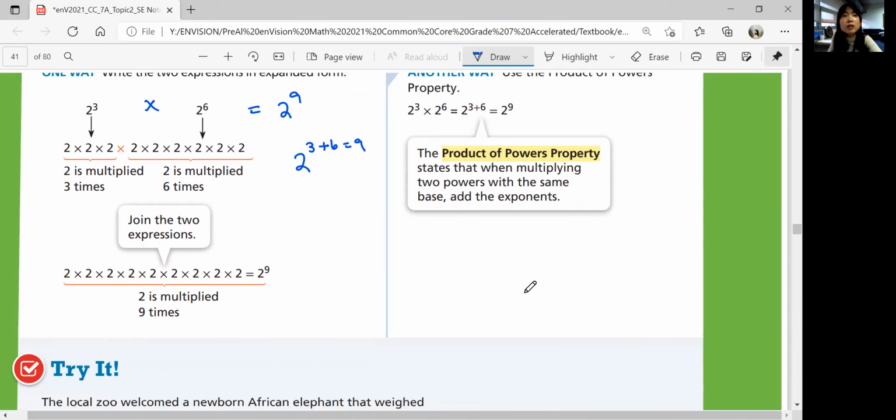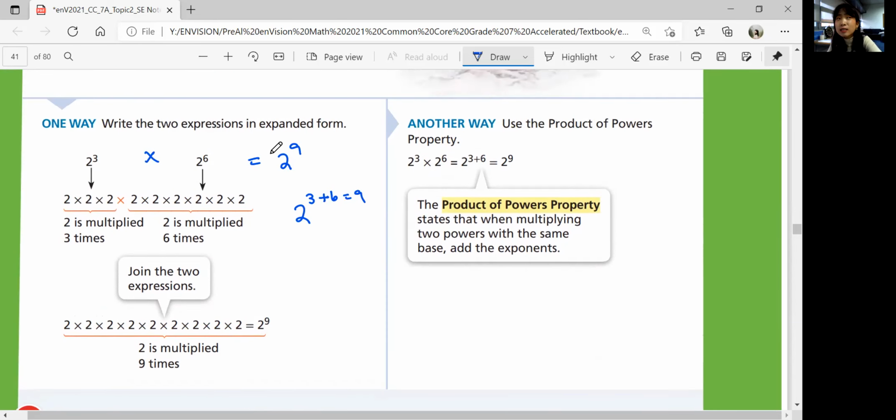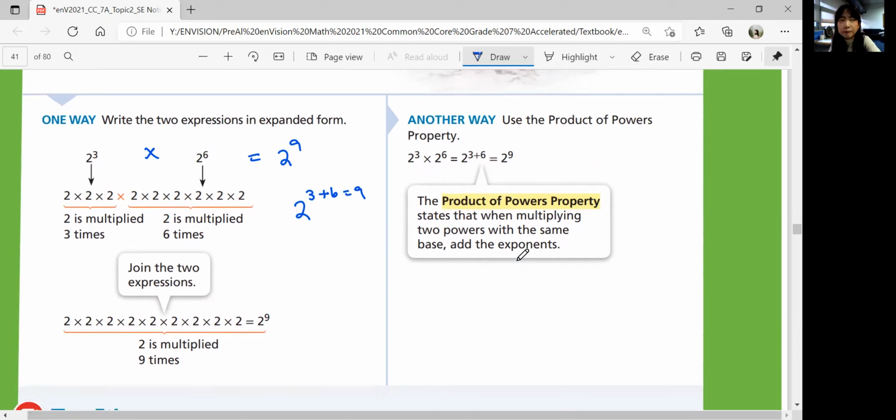Okay? So this is one way, that's another way. They're really the same thing. You can think of it as 9 total twos multiplied together. But if you know the property, you can do the shortcut.